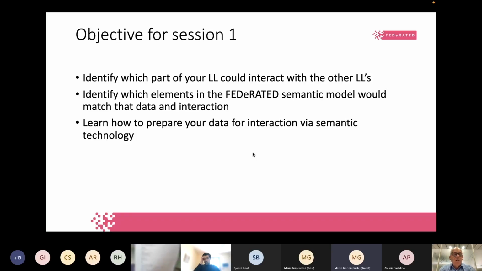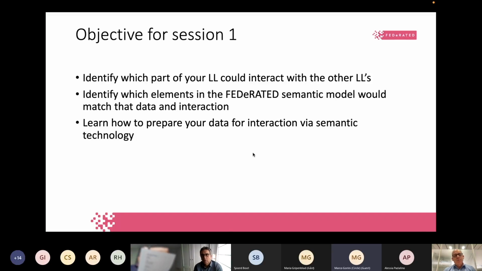The second question is, once we figure out if we can actually interact with another living lab, what data elements do I need to do that? And how do I find these in the FEDeRATED semantic model? So we'll look at the model and do some work together there to find out exactly what I can use in my interaction with other living labs. And then the third one, which I already showed a little bit during our presentation in Delft, is how do I prepare the data for the interaction?